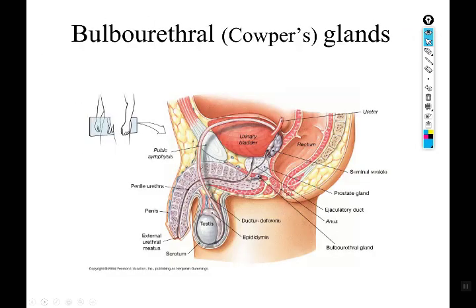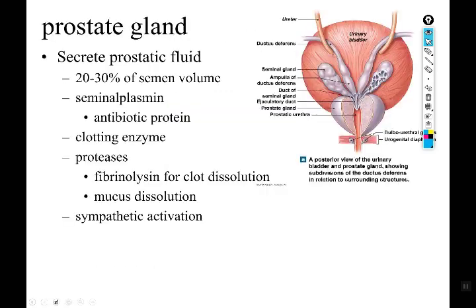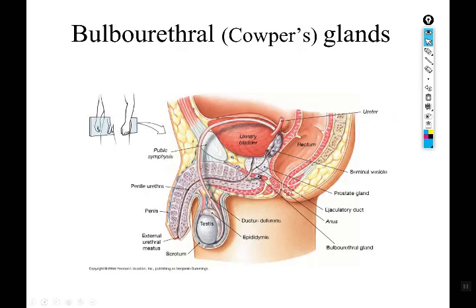Okay, bulbourethral or Cowper's glands. So these are paired. They're on either side of the base of the penis. In fact, let's go back. So I want to point out that from the back view, you can see one on each side. And they both have these little openings into the membranous urethra. So these Cowper's glands are situated in this picture here, so you can only see one of them on one side of the penis.